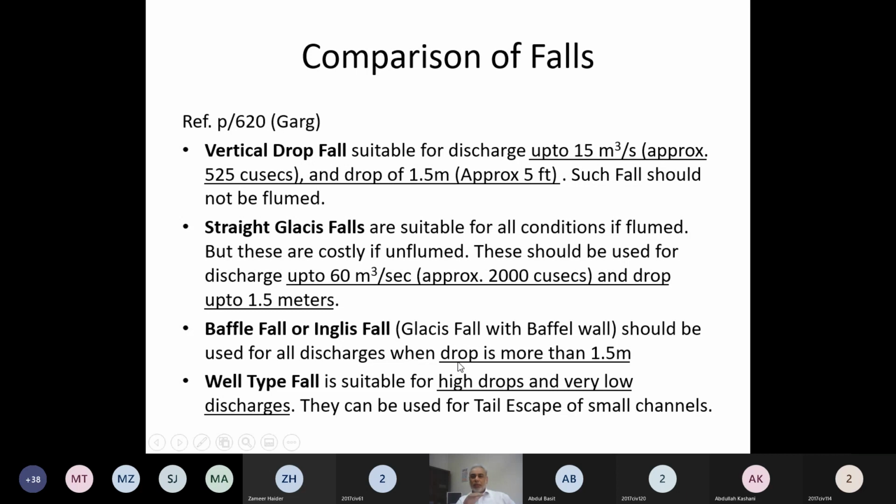The Montec fall has a problem that its construction is difficult. The profile making is difficult. So people don't utilize it much in this part. The English fall works sufficiently well for drops higher than 1.5 meter. If the discharge is very small, like at the end of the canal, where we have a few cusecs of discharge, 5 cusecs, 10 cusecs, and we have to give a fall to the canal, then it is recommended that a well type fall should be utilized.